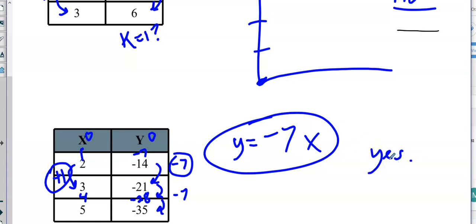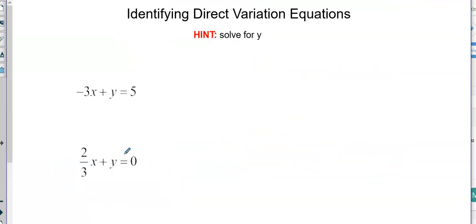Usually when it says, is it direct variation, the next step would be to actually write down what the direct variation is there. You could find the slope between any 2 points, find it between 2 other points, make sure the slope is negative 7. That's another way to do it.